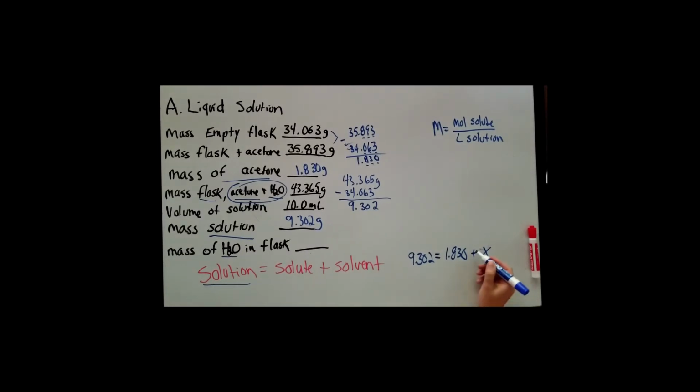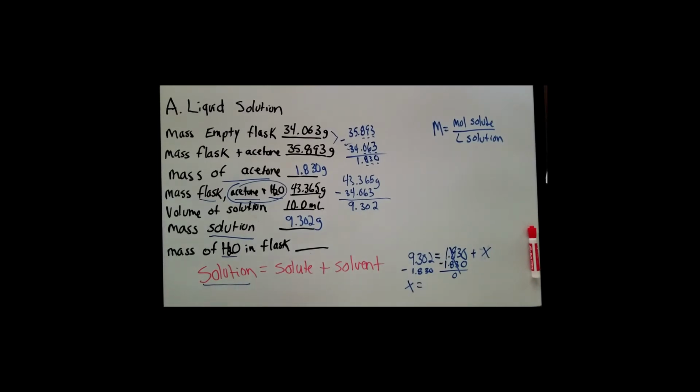So to figure out X, since I'm adding, to get rid of this 1.830, I need to do the opposite operation. What's the opposite of addition? Subtraction. So if I subtract 1.830, I get 0, right? Whatever I do to one side, I have to do to the other. And this is going to give me X by itself.